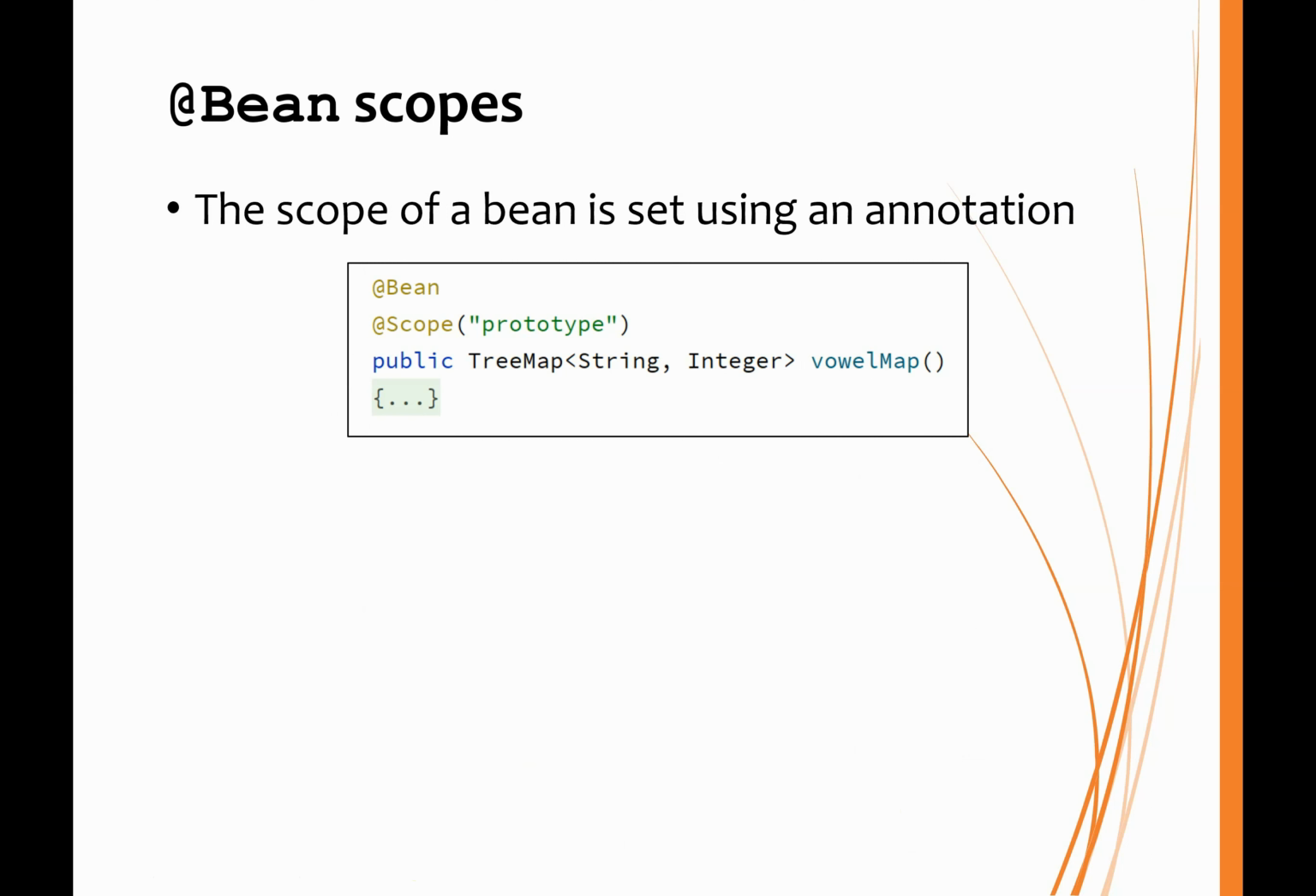And if we want to set the scope of a given bean, then after the @Bean annotation, we can then put in a scope annotation with the selected value, and that's it. Spring will manage the rest.